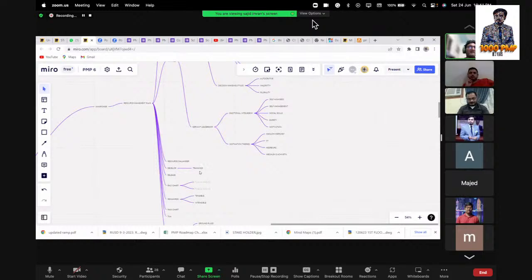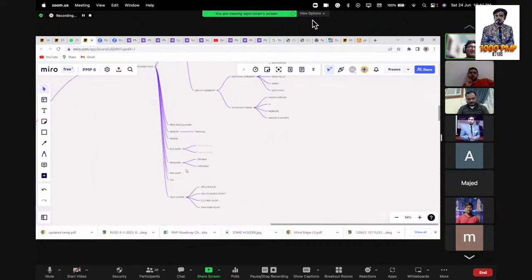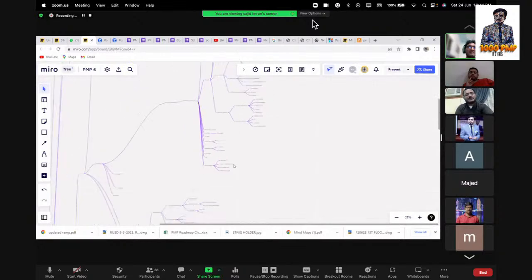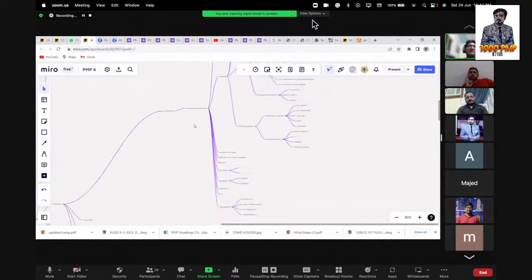If we need development, we need to do trainings. We release the team. We do have the RACI chart also. We have rewards, tangible and intangible. We have the RAM chart. We have team training needs assessment. We have team charter, ground rules, how to handle conflict, cultural rules, team working agreements. These things are there in a resource management plan.